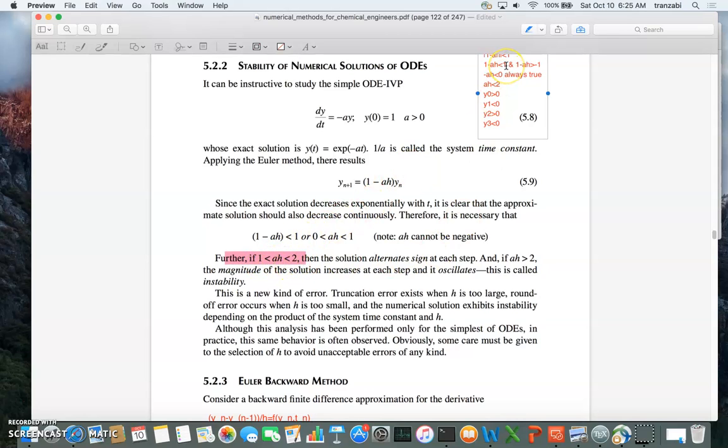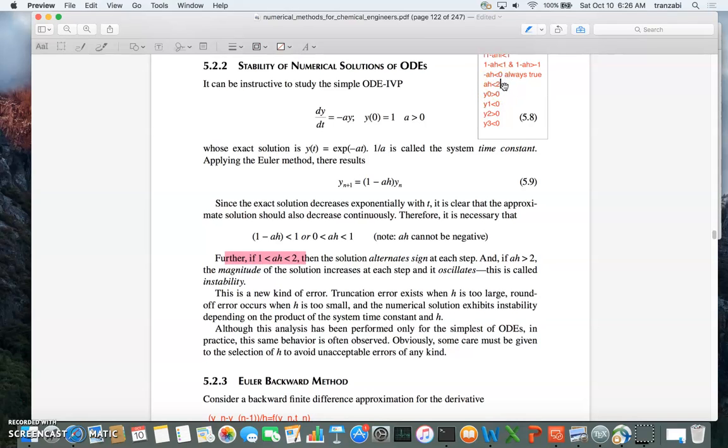And that actually gives us an unstable solution, because the solution is going to go up and down, going plus minus, and we know that the solution is not like that. The solution is exponential, which is a decaying function. It starts positive and it stays positive all the way as the time increases. So we get a condition that AH should actually be less than 1.